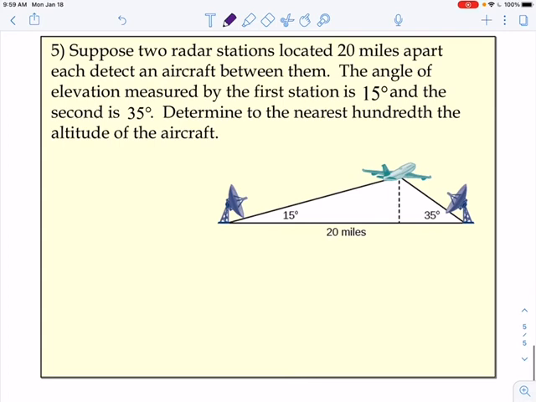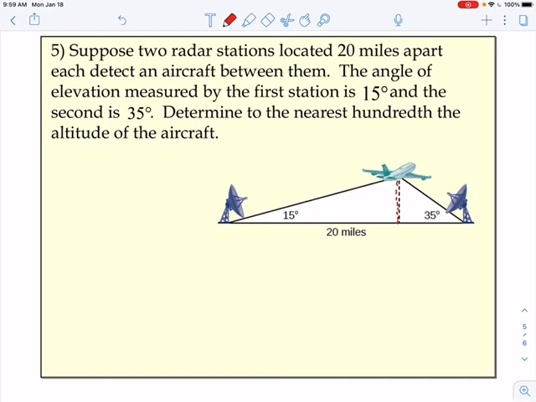Okay, and here's our last problem of the day. Suppose 2 radar stations located 20 miles apart each detect an aircraft between them. The angle of elevation measured by the first station is 15 degrees and the second is 35 degrees. Determine to the nearest hundredth the altitude of the aircraft. Remember, altitude is height. So really what they're asking me to do here is to find that little dotted line that goes from the plane straight down. So that's what I need to find.